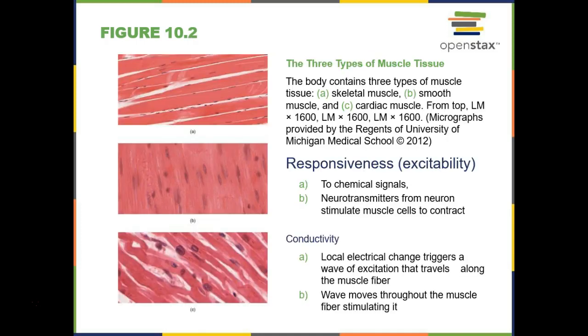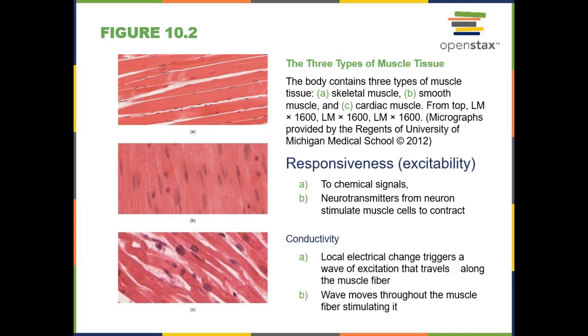So the three types of muscle tissue that we have: skeletal muscle on the top, which we'll talk about some characteristics that differ between skeletal, then smooth muscle in the middle and cardiac muscle on the bottom. In this chapter, though, we're going to focus on skeletal muscle. We will talk a little bit about cardiac and smooth muscle and how each of these muscles are similar and different, okay?